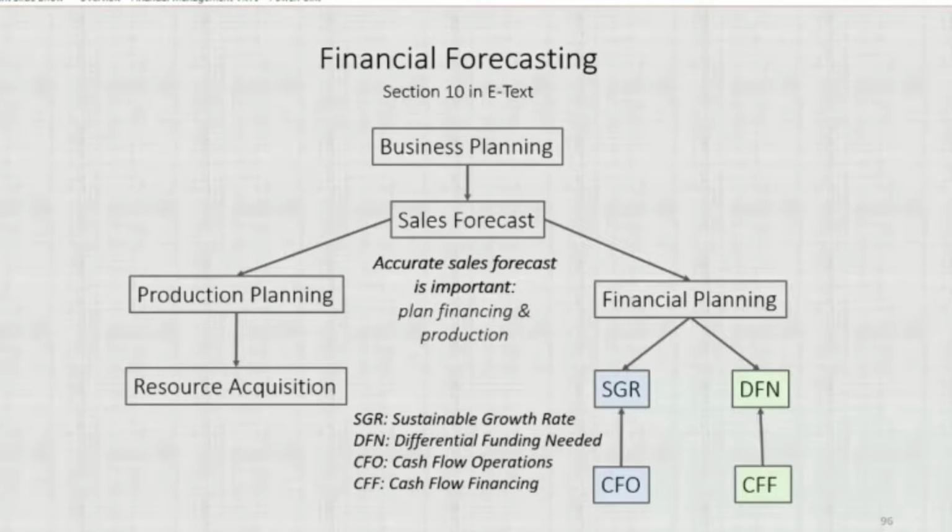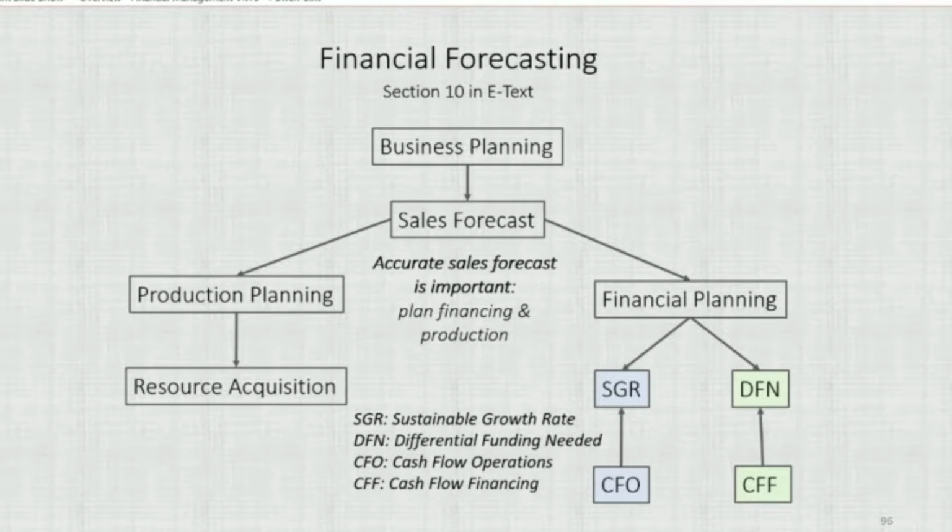First, financial forecasting, covered in Section 10 in the e-text. At the beginning of each year, typically firms have a business planning process. The first step of that process is a sales forecast, that is, to forecast both the physical units of the product to be sold and the cash generated by those sales.